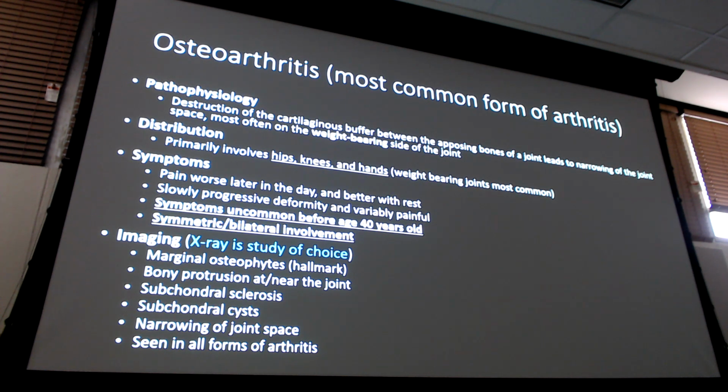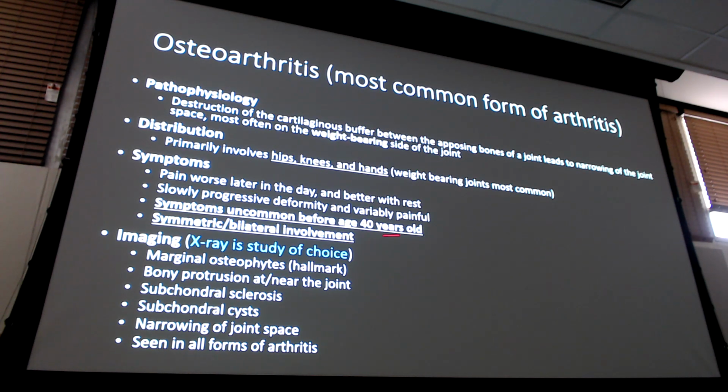Usually in the hips, knees, and hands. Weight-bearing joints are the most common, and yes, the hands are a weight-bearing joint, especially if you think about like mechanics, right? Those airplane mechanics, like those are weight-bearing. They're gripping the tools. They're doing a lot of wrench turning and all that, so that'll work.